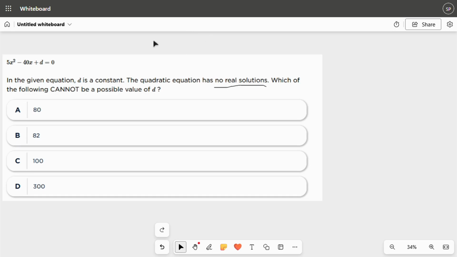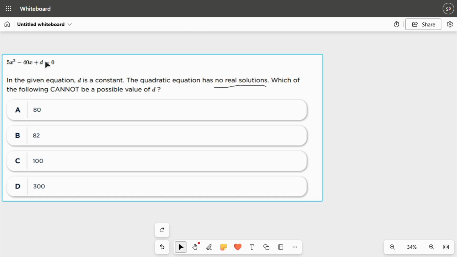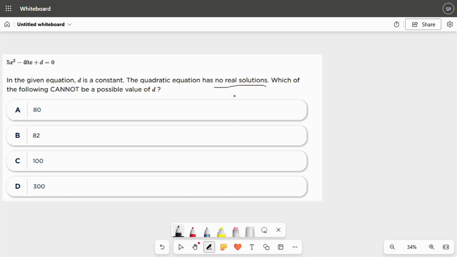Okay, let's look at this. 5x squared minus 40x plus d equals 0. In the given equation, d is a constant. The quadratic equation has no real solutions. Remember that. And which of the following cannot be a possible value of d? 80, 84, 100, and 300.